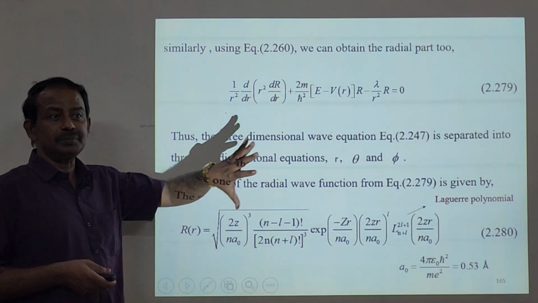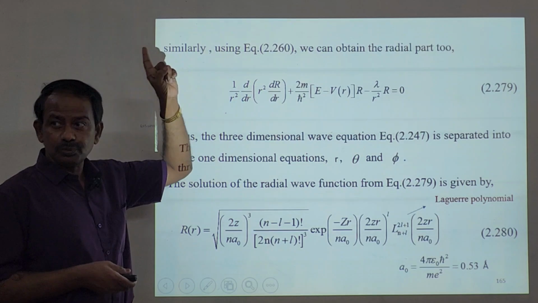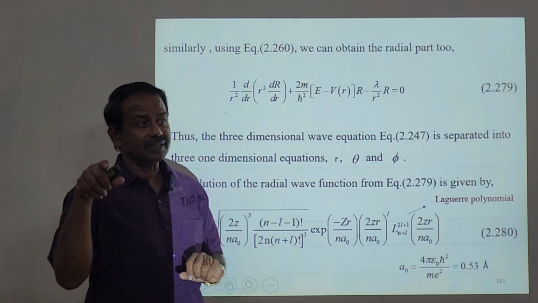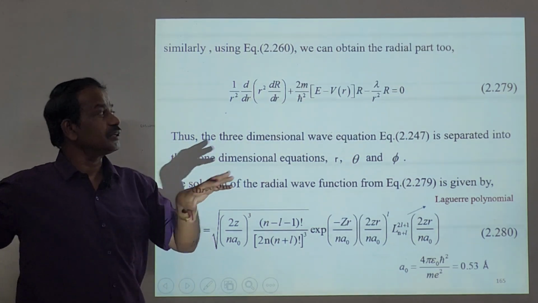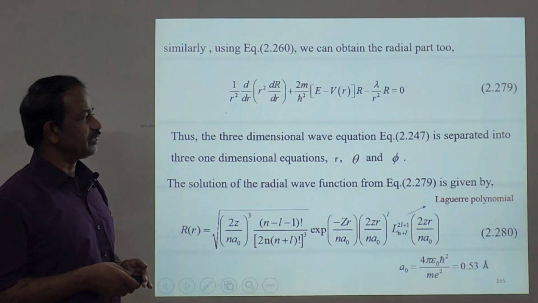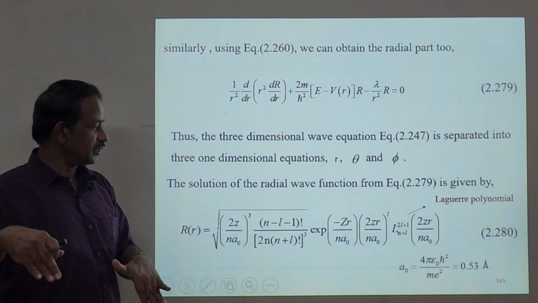So we have finished completely the angular parts. Now we'll go for the radial part, which we have taken from equation 2.260 earlier, correct? We have equated this factor to lambda, correct? Can you remember? Radial part equals lambda, theta part equals lambda. So we have taken from that equation, and this equation becomes 2.279, exactly like this. So now you have separated the r part, theta part and phi part.